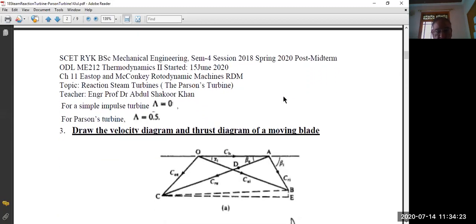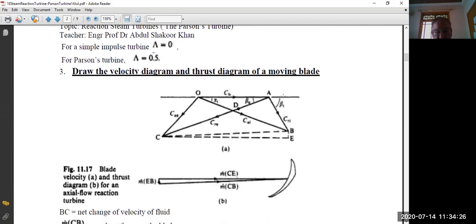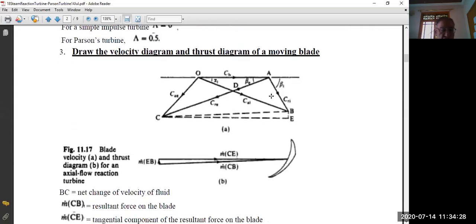Now draw the velocity diagrams. What we will do is draw the velocity diagrams, and it is done in your book, figure 11.17.